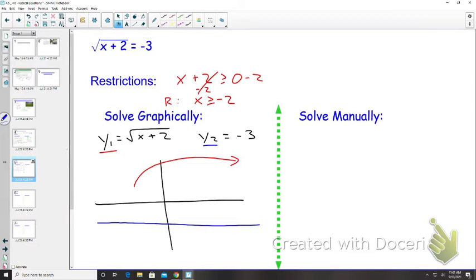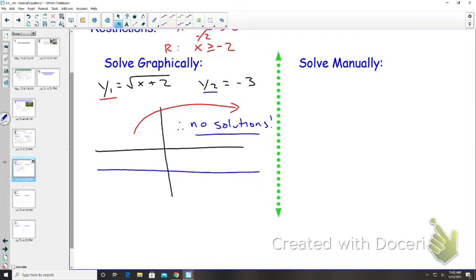And now we need to ask ourselves, do these lines ever intersect? No, they do not. Therefore, no solutions. Okay, so we just solved that graphically, but let's confirm solving this manually. Okay, so we have root x plus 2 is equal to negative 3.